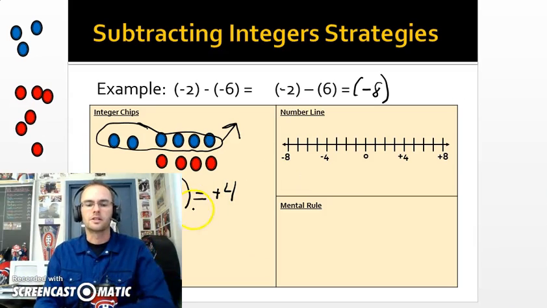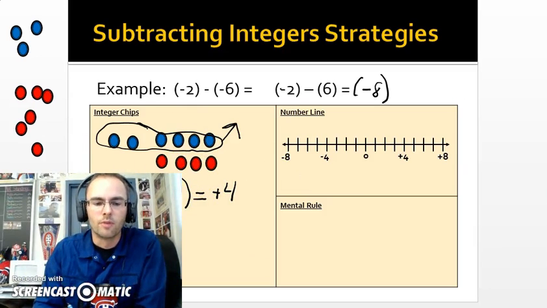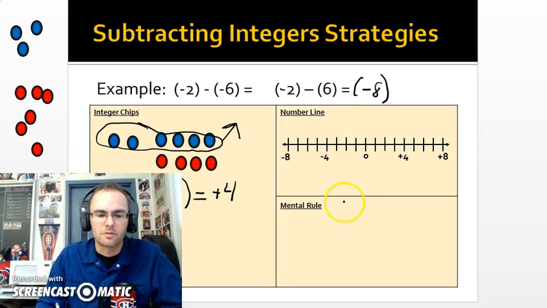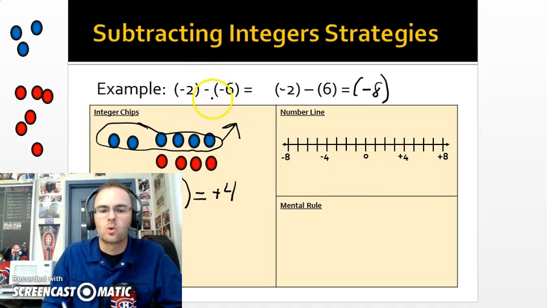All right, just clean this up a little bit and move my little video dude there. Now we're going to go over number lines. Now this is not exactly my favorite way of subtracting integers, but I'll go over it anyway, mainly just with this question here.